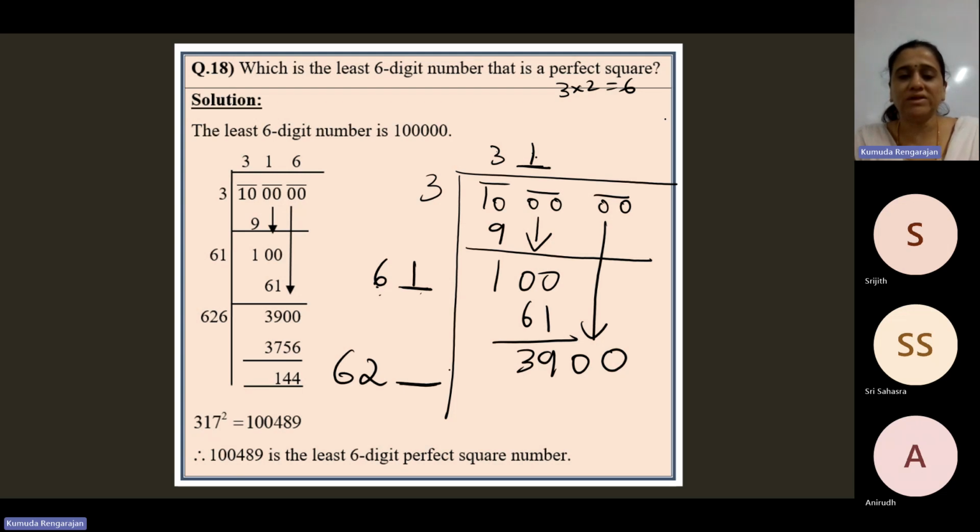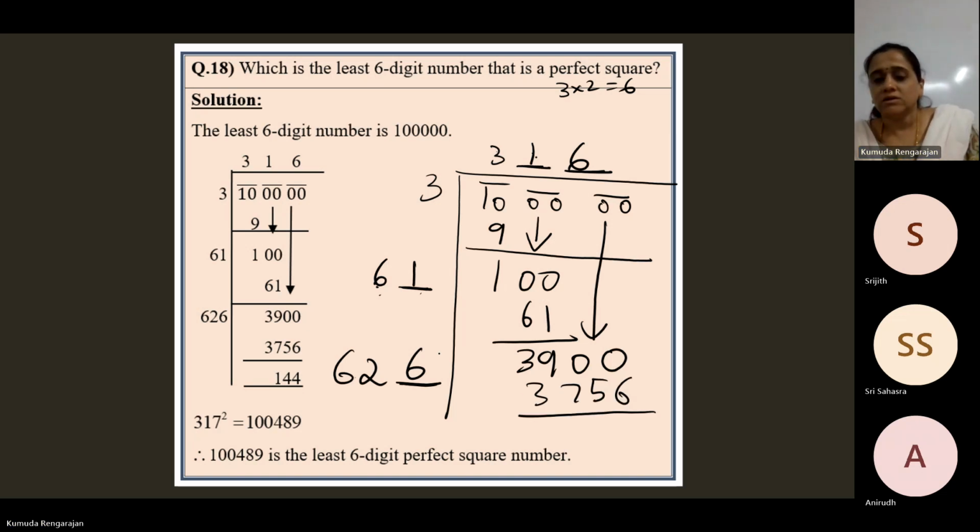Now again, whatever digit you place here, you must place the same digit here. So you should keep trying, like 3, 4, 5. So it is 6 in this case. 626 into 6 is 3756. That is the number closest to 3900. 627 into 7 will be more than 3900. So this is the closest number to 3900. The remainder is 144.